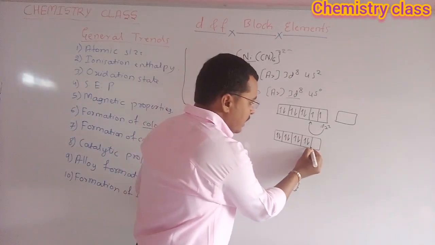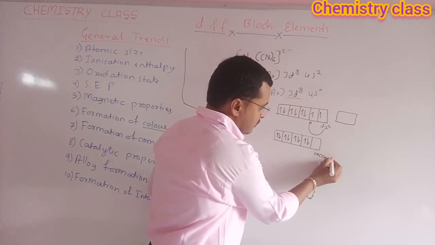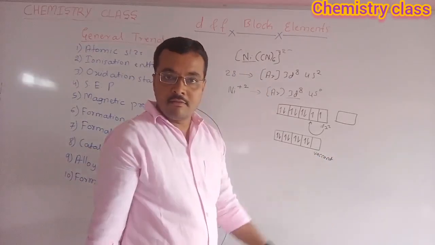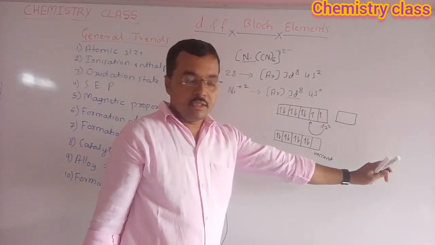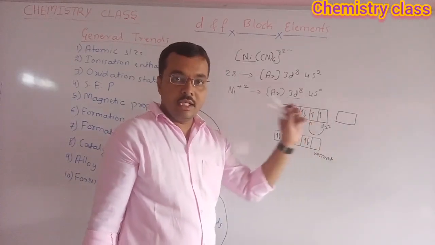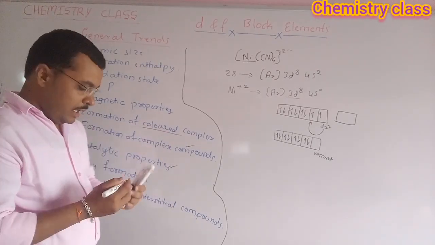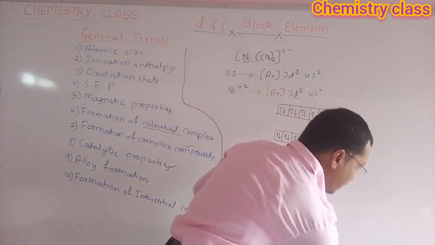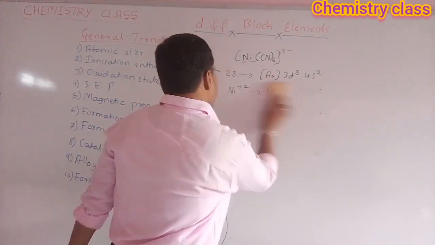And then here there will be one vacant place available. Then this vacant place is involved in the bond formation. This is the method of bond formation which can take place in the d series of elements. Like this, the bond formation will take place. And next one, catalytic properties.